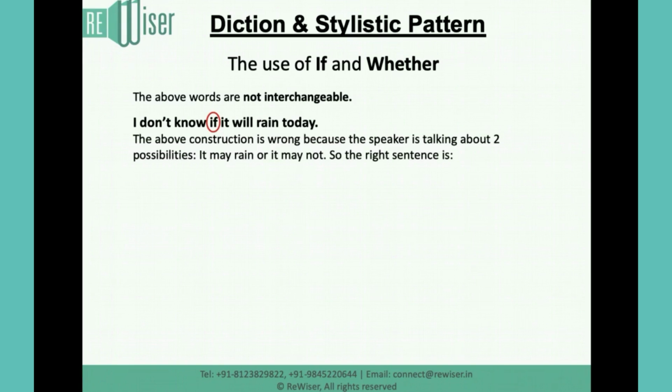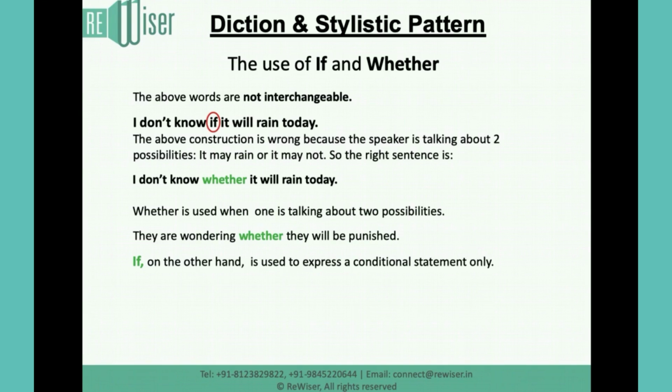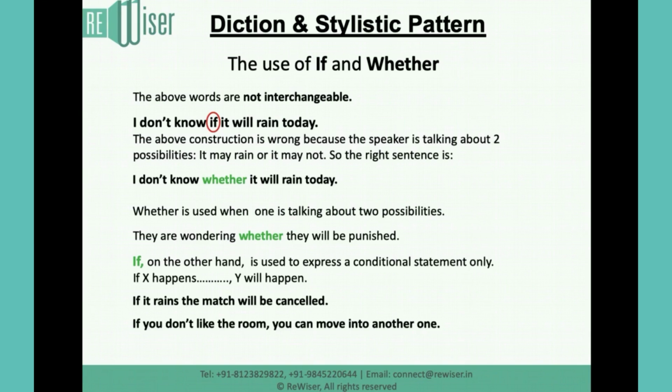The above construction is wrong because the speaker is talking about two possibilities. It may rain, it may not. So the right sentence is, I don't know whether it'll rain today. Whether is used when one is talking about two possibilities. They're wondering whether they will be punished. If, on the other hand, is used only to express a conditional statement. If it rains, the match will be cancelled. If you don't like the room, you can move into another one.